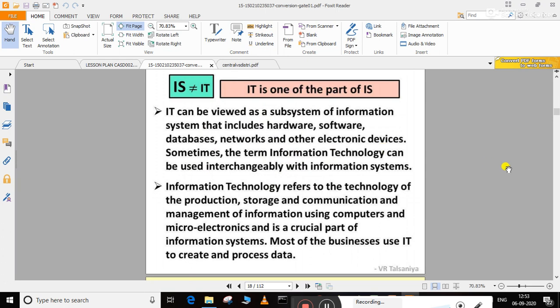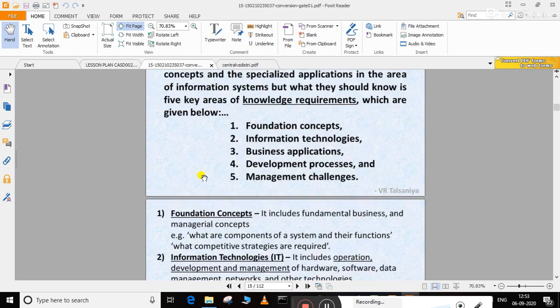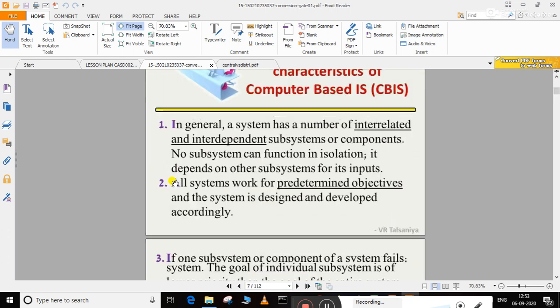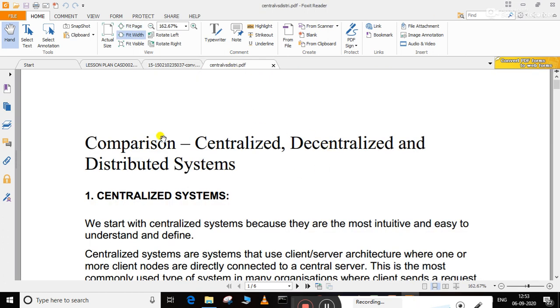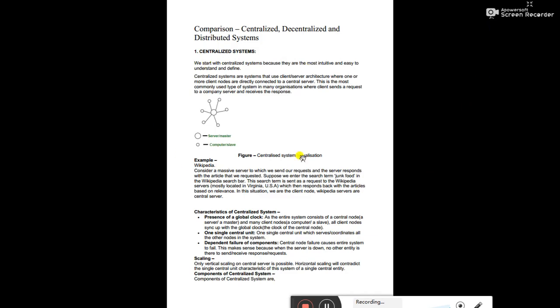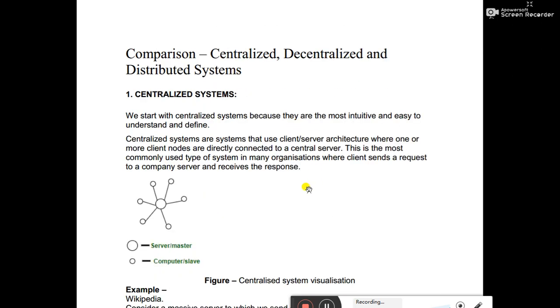And if we discuss what an information system is, we have to look at how this information system can be deployed. That can be centralized, that can be decentralized, or that can be distributed. So there are various examples regarding centralized systems. Here you can see the architecture or the visualization of the centralized system.